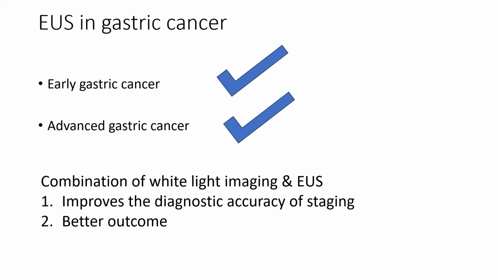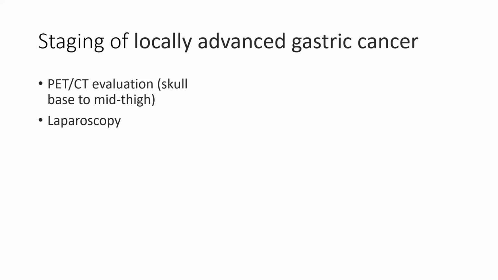So as I said, whatever the question may be, you do EUS in early gastric cancer. The combination improves the diagnostic accuracy of staging, and it has been shown that it has a better outcome. So that is the reason my argument concludes. Though I can give data also, this time is not there to fit it in.